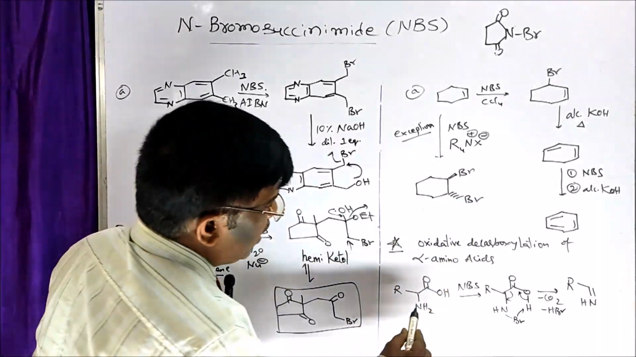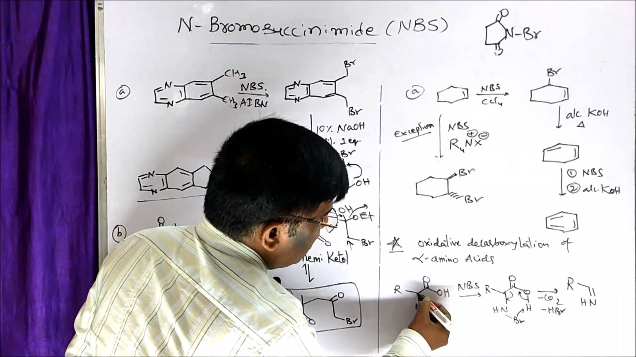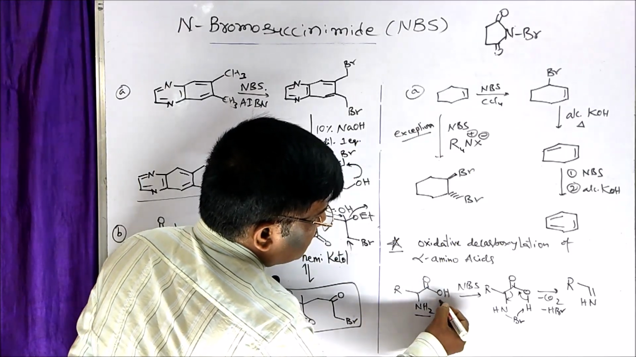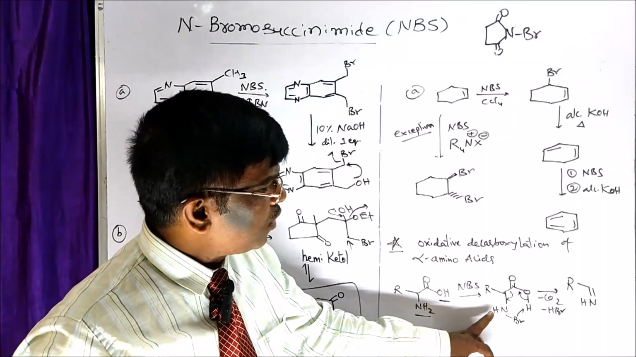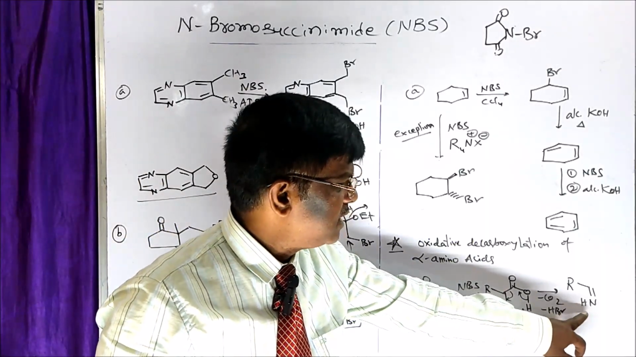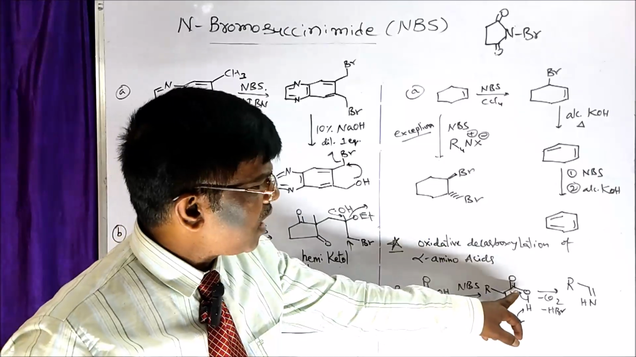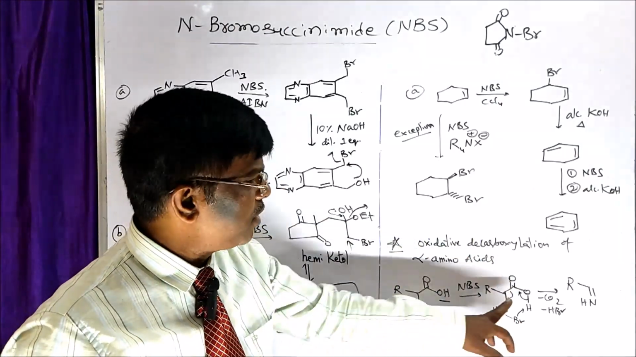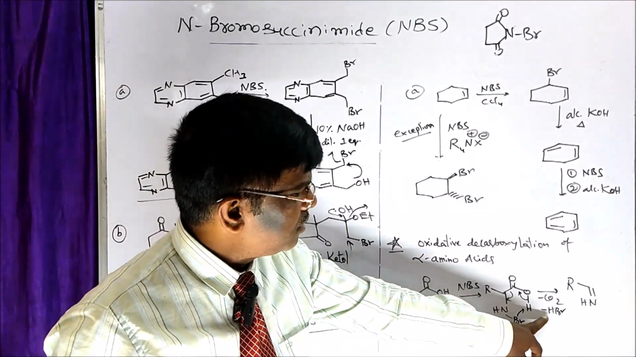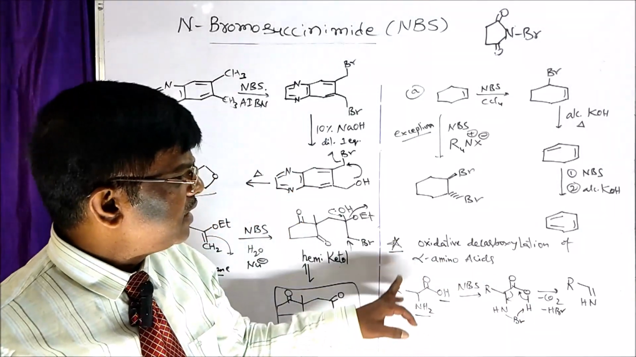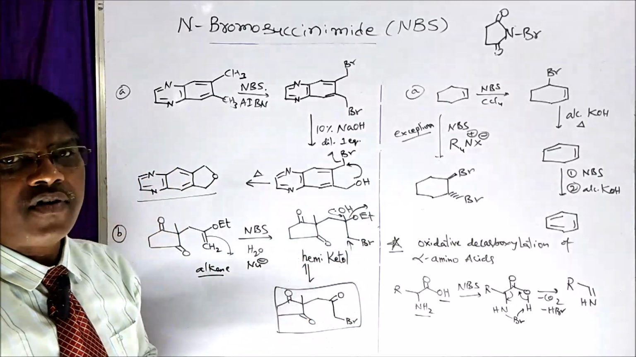Another important use of this N-Bromosuccinimide reagent is oxidative decarboxylation of alpha amino acids. So these are amino acids. Alpha to this acid is the alpha position: alpha amino acids. Alpha amino acids upon reaction with N-Bromosuccinimide are going to form these imines. So what is going off? A one-carbon-less imine is going to be formed. This carbon is going out as carbon dioxide, minus CO2, right? And minus HBr. You are going to get this oxidative decarboxylation of alpha amino acids.